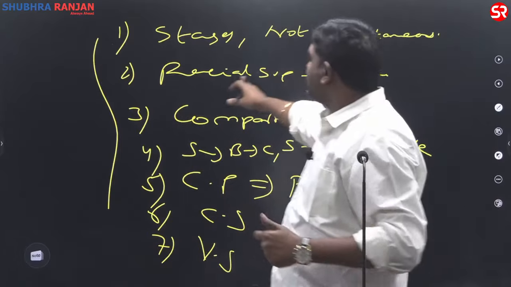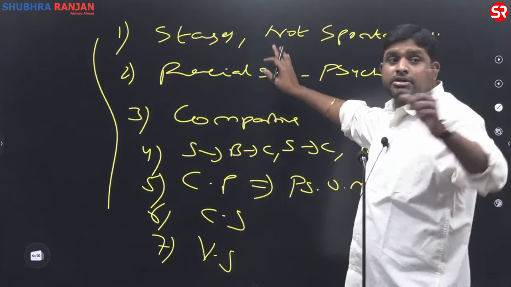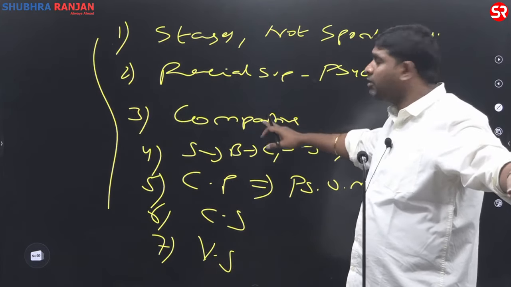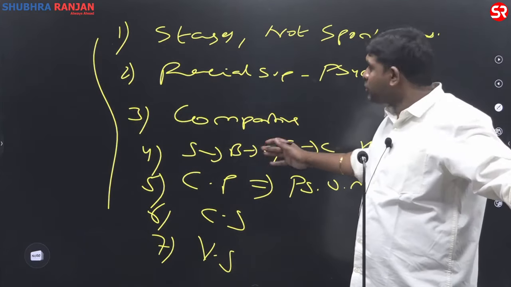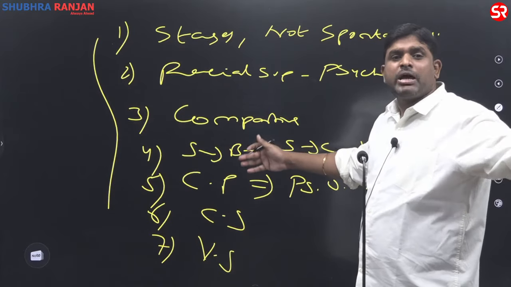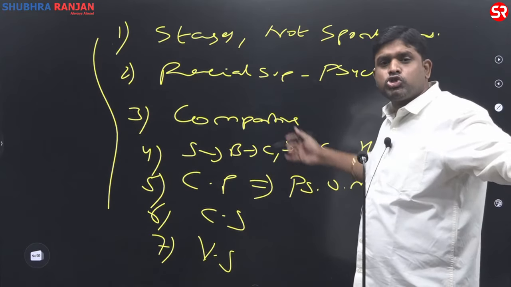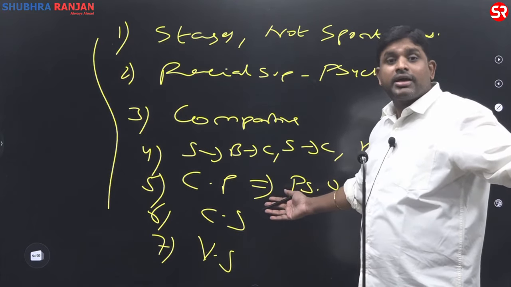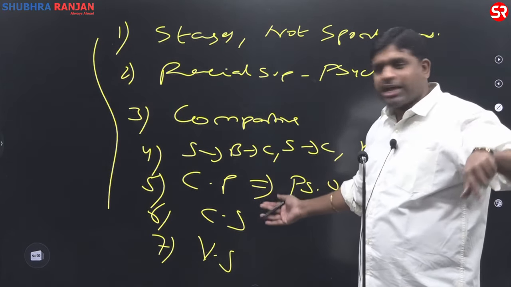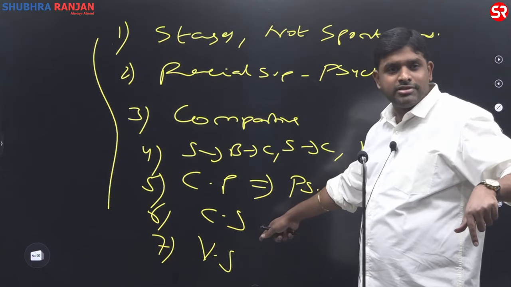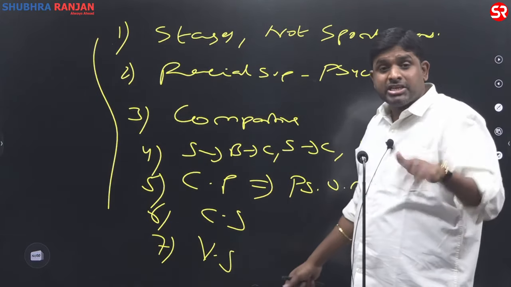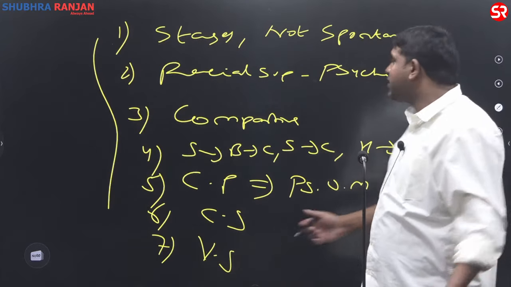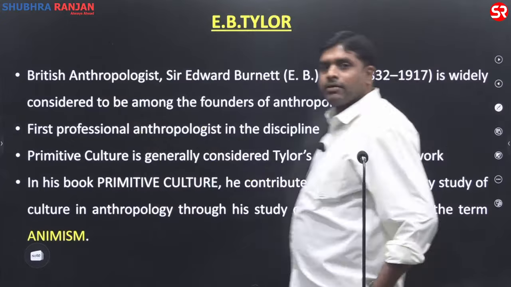So the first one is what? Stage after stage, but not spontaneous. Second one what? Racial superiority, psychological myth. Third one what? Comparative approach. Fourth one what? Savagery to barbarism to civilization, simple to complex, homogeneity to heterogeneity. Next one what? Culture parallels because of psychic unity of mankind. Culture survivals, which don't have any net benefit, but still we are following. Last one what? Victorian society as the highest stage of development. Got it?